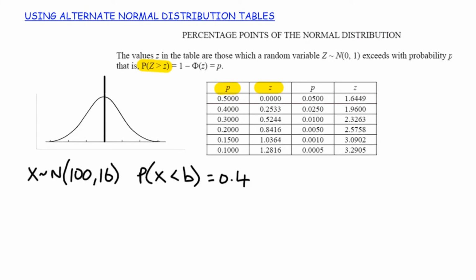Okay, so x follows a normal distribution with mean 100 where the variance is 16. The probability that x is less than b equals 0.4. What is the value of b?